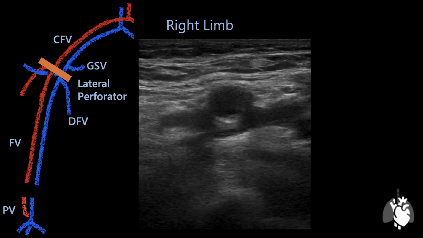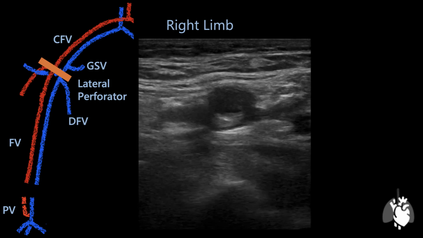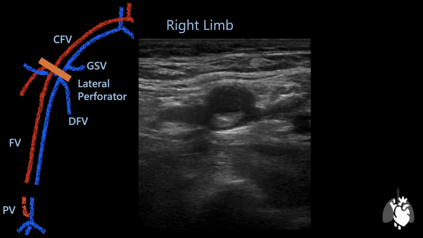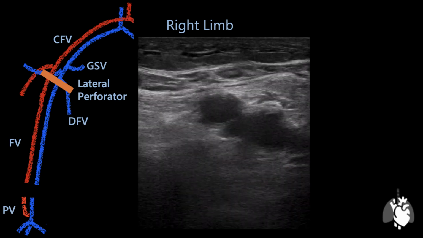Another key landmark at this point is that the arterial system has divided into both a superficial and deep femoral artery. This is a good clue that this junction is near. Incidentally, it looks like there's a visible valve in the lateral perforator vein. Skipping ahead to the junction of the femoral vein and the deep femoral vein.